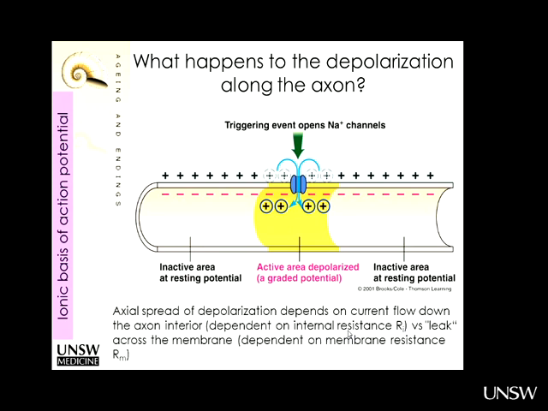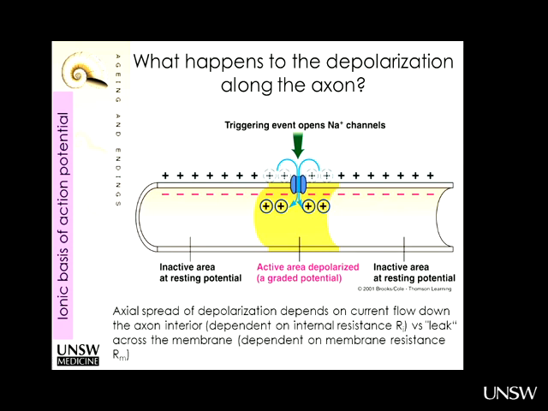So in fact, the diameter of the axon does contribute to the RI. The bigger the diameter, the lower the RI. The smaller the diameter, the higher the RI. And to favor the propagation of the charge, we want the RI to be lower. And that makes sense.